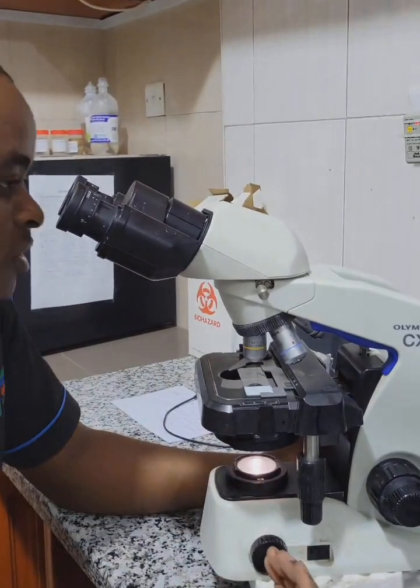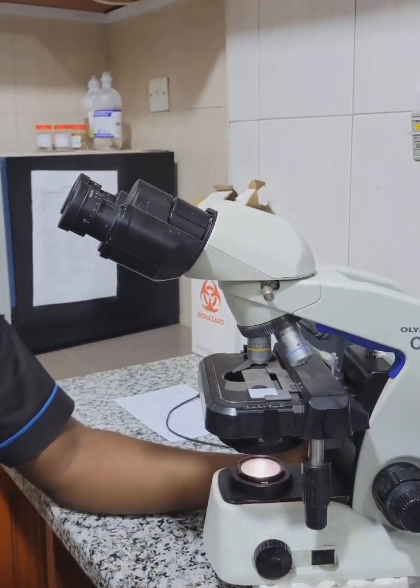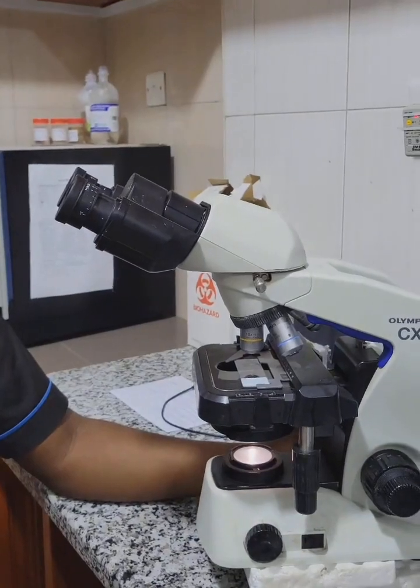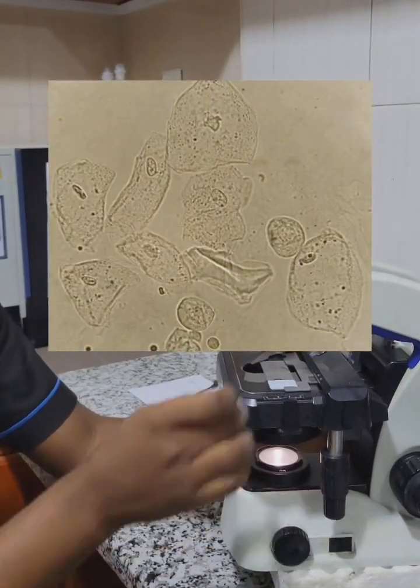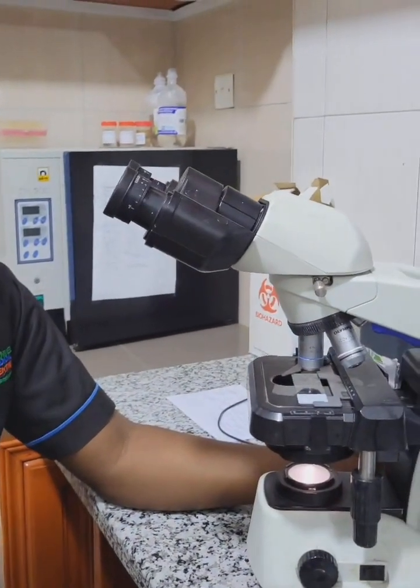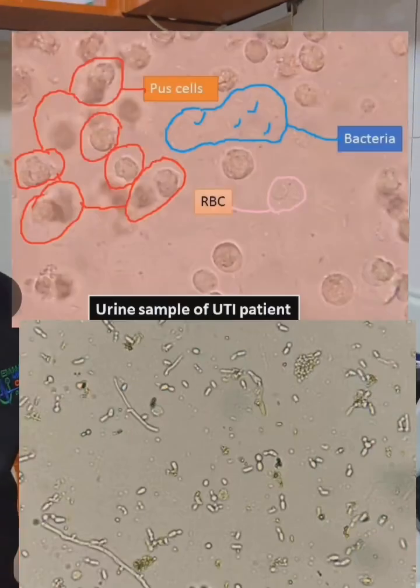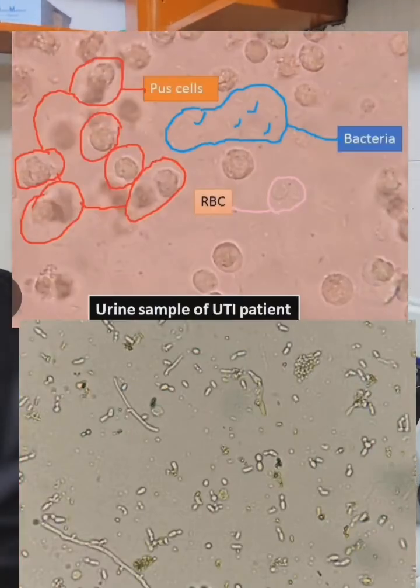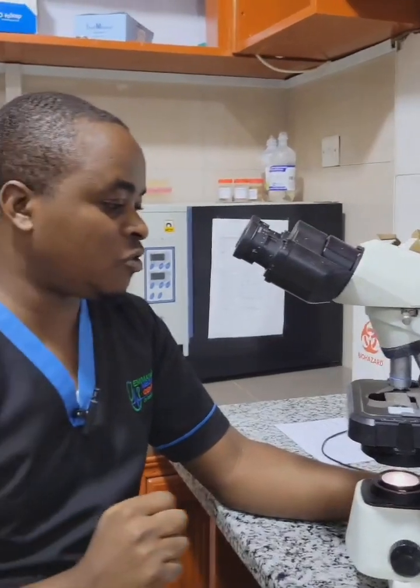Under ×10 we are looking for the epithelial cells, then you can swing to ×40 for detailed morphology of pus cells, yeast cells, and other findings in urine microscopy.